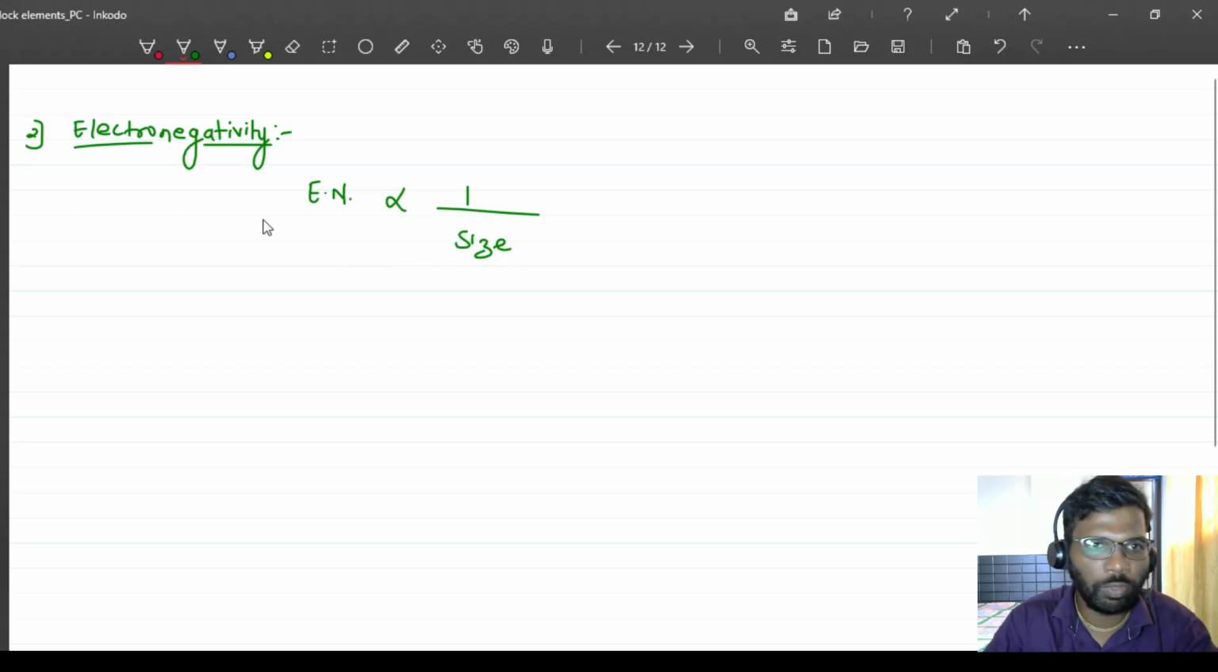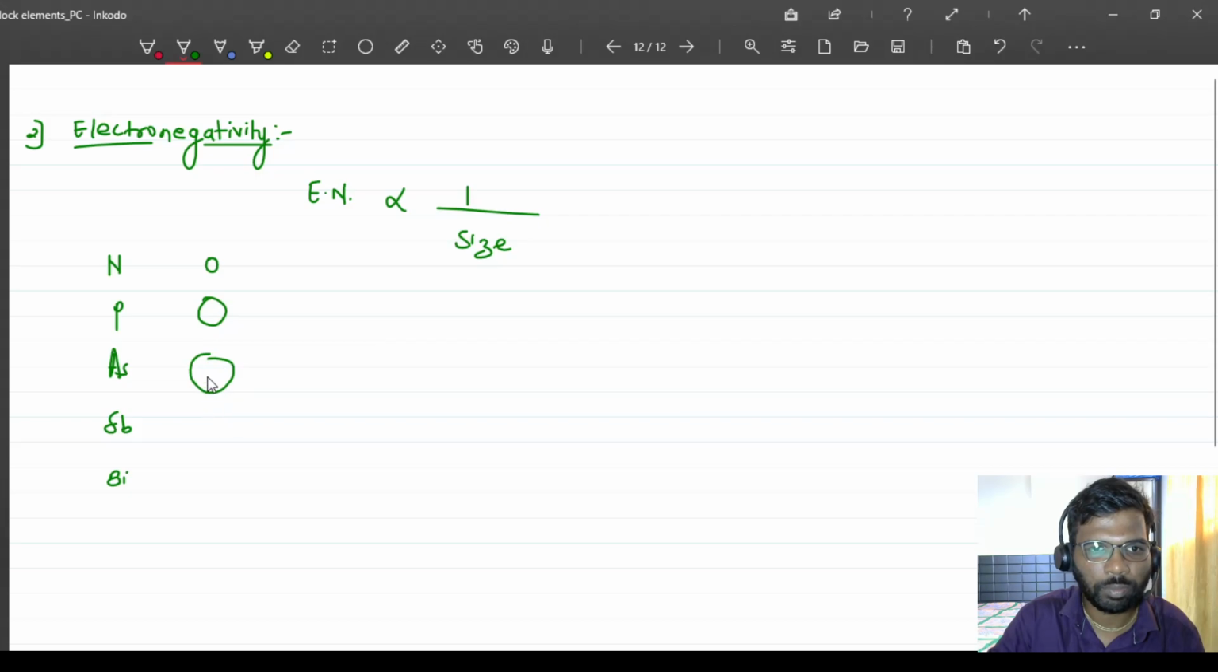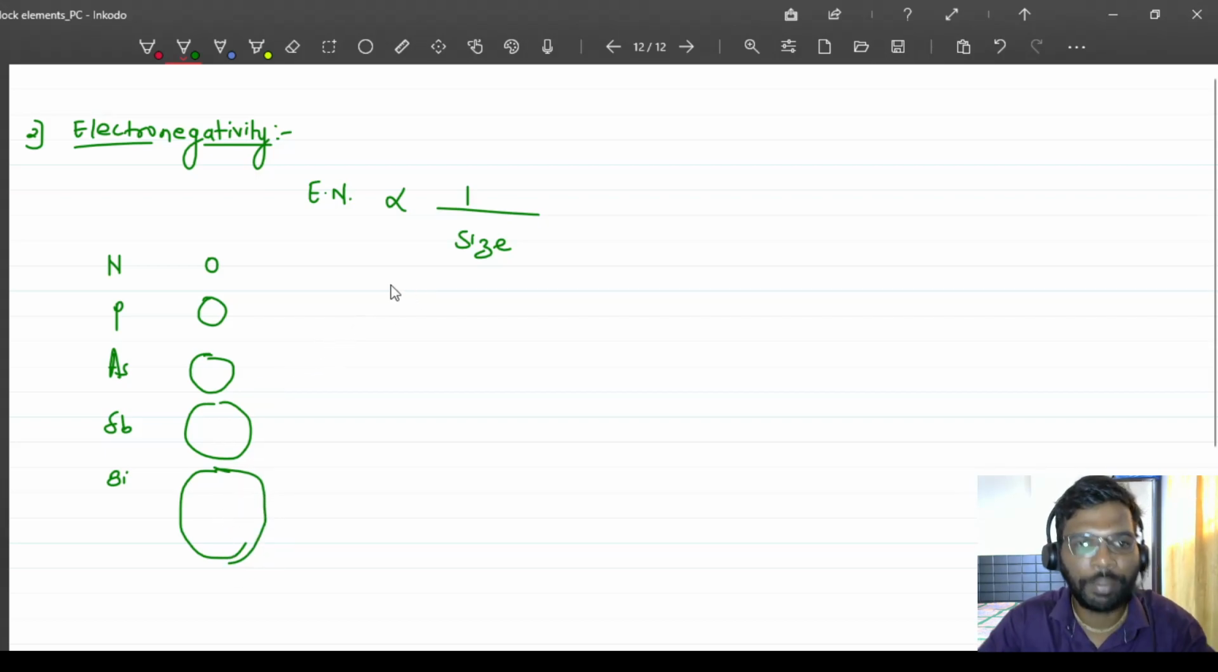So as we go down the group, nitrogen, then phosphorus, then arsenic, antimony, and bismuth, the atomic radius increases. This is a common trend for all the elements. Atomic radius keeps on increasing, so the electronegativity will decrease as we go down the group.